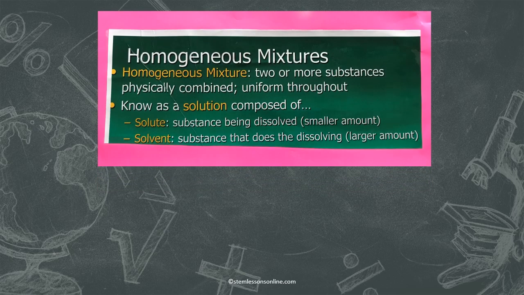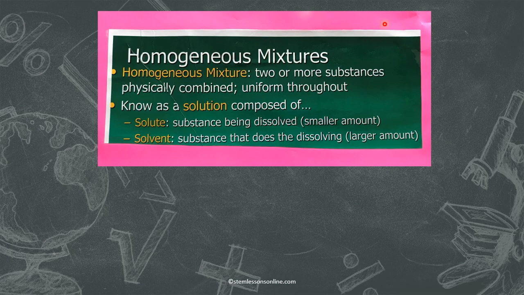Another word for homogeneous mixture: homogeneous mixtures are also called solutions. A solution is composed of a solute and a solvent, as you know. A solute is a substance being dissolved, and the solvent is the medium in which the solute is being dissolved. Solvent is present in large amount.